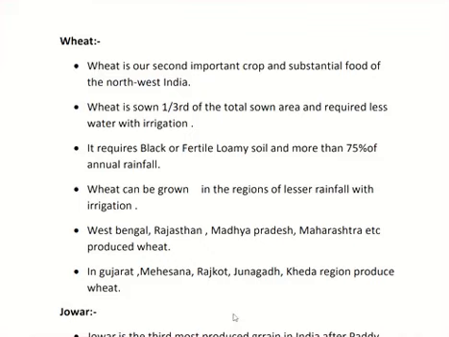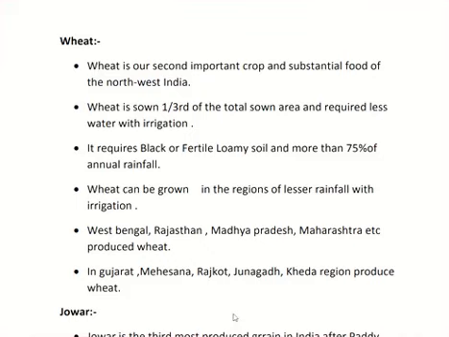It requires black and fertile loamy soil. More than 75 centimeters of annual rainfall is required to cultivate wheat. Wheat can be grown in regions of lesser rainfall with irrigation facility, as I told you. West Bengal, Rajasthan, Madhya Pradesh, Maharashtra, etc. are producing wheat. And in Gujarat, Mehsana, Rajkot, Junagadh, and Kheda regions produce wheat.